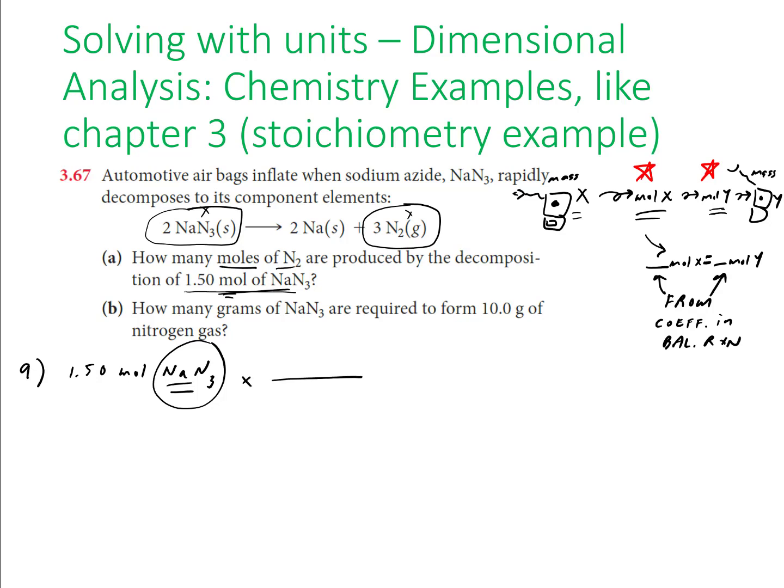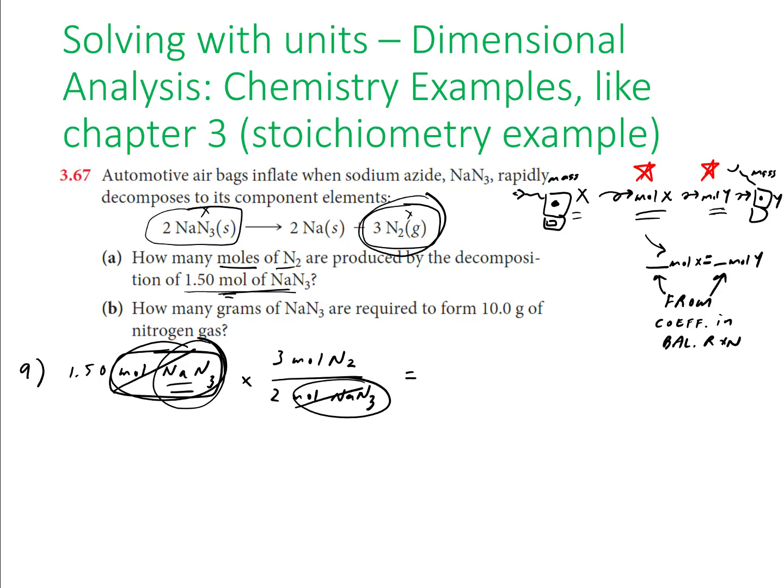So times, and I want to convert to moles of N2, so I'm going to write 3 moles of N2. That goes in the numerator because I want this unit to cancel. So I'm going to write 2 moles of NaN3 on the bottom so that it cancels with the 1.5 moles. So I write 2 moles of NaN3 on the bottom. So this cancels with this. So you see this whole thing is the unit, even the substance.